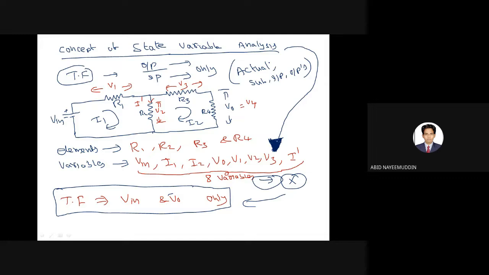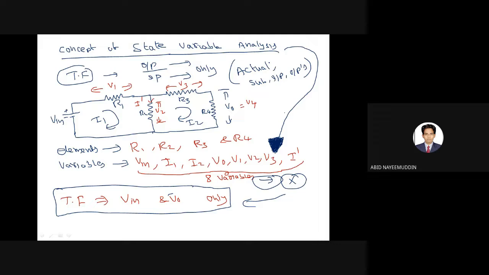So a simple definition of state variable is: from the concept of transfer function, we won't get the information of all the variables, but with the concept of state variable analysis, we will get the information related to each and every minor variable also. When the transfer function is useful and when the concept of state variable is useful is based upon application.